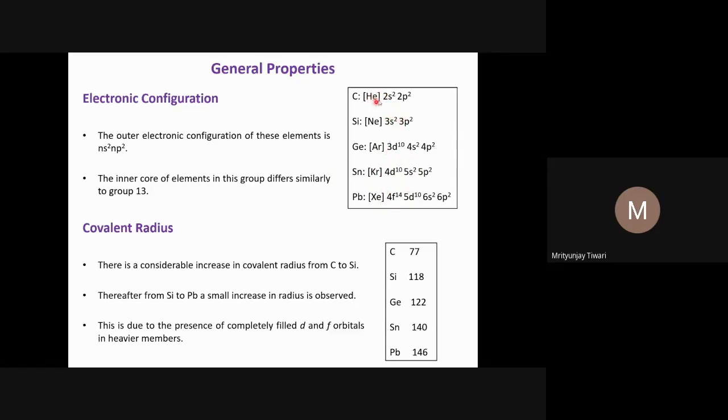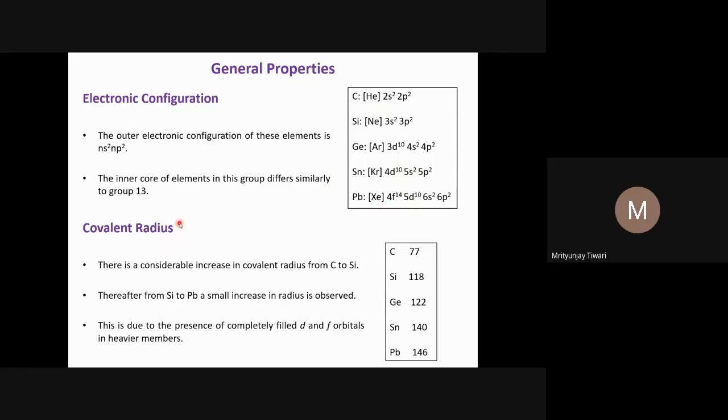Why? Because the core of carbon contains only electrons in the s orbital. The core of silicon has electrons in s and p orbitals. Germanium and tin have electrons in s, p, and d orbitals. Lead and flerovium have core electrons in s, p, d, and f orbitals. They are all involved there.